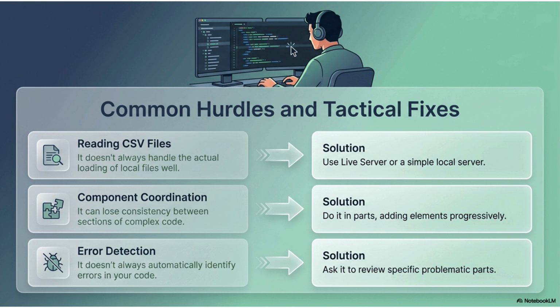Coordinating complex components. When you ask for multiple charts, filters, and conditional logic all at once, Claude can sometimes lose consistency, forgetting earlier declarations or repeating structures. The fix here is to break your project into incremental steps. Ask for one chart, wait for the result, then ask for the next. Building it piece by piece usually solves this problem.